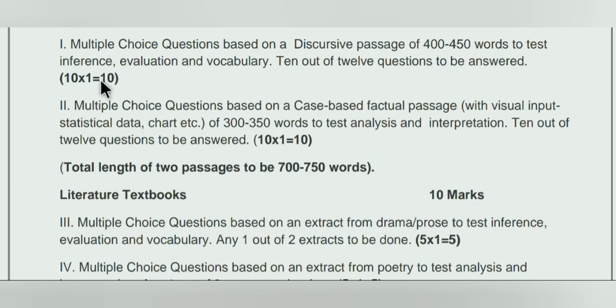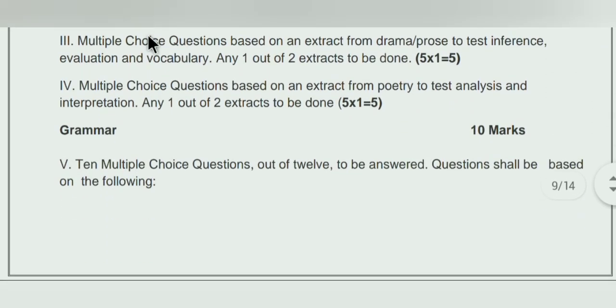It is again MCQ. So question 1 and question 2 are MCQ. Question 1 is a discursive passage and question 2 is a case based factual passage. In both questions you will have 12 questions, out of which you have to answer any 10 questions, and both are MCQ. This is for 10 marks and this one is also for 10 marks, so altogether 20 marks. Now let's come down to literature.